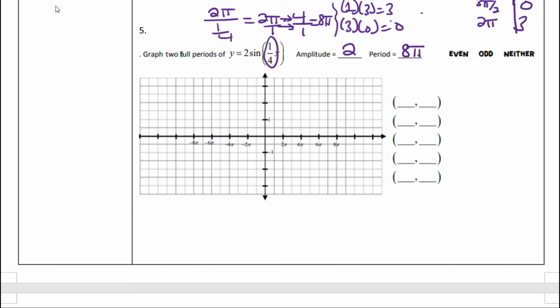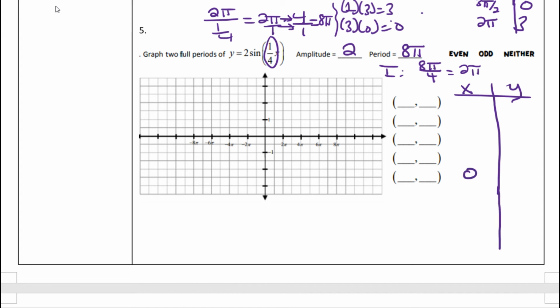All right. So that means our interval is going to be the period, which is 8 pi, divided by 4 pieces. I'm going to choose 4 pieces. So this time each piece is worth 2 pi. So I'm going to do the XY table. All right, let's continue. So we got 0. Now each piece is going to be worth 2 pi. So I'm going to jump by 2 pi. So that's my jumps. So then 4 pi, then 6 pi, then 8 pi.